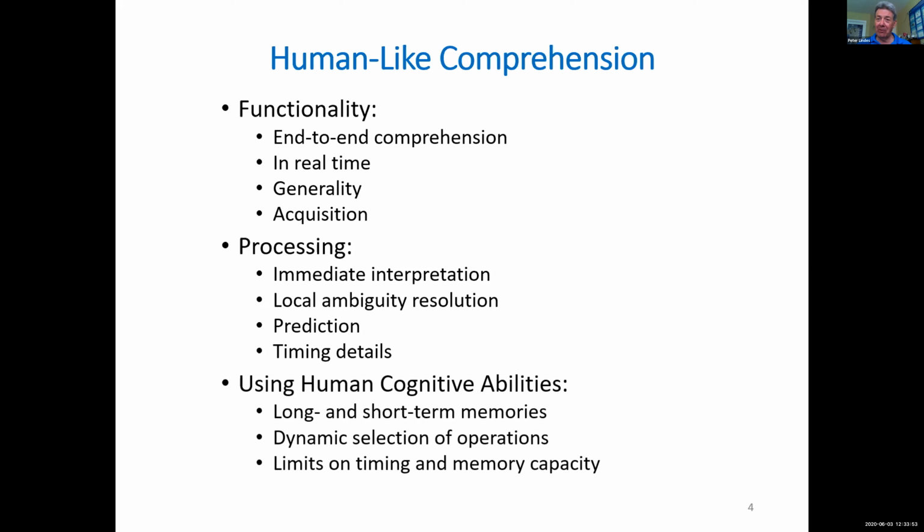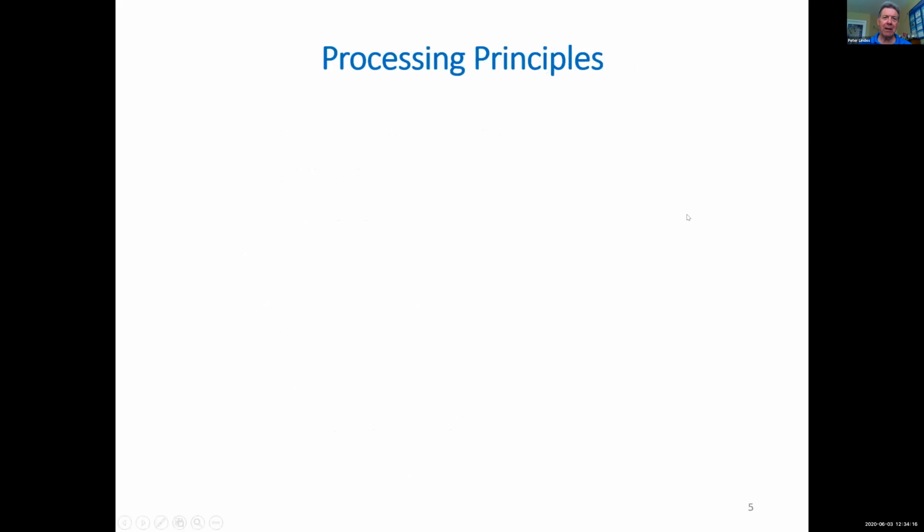And another thing is all this comprehension in humans goes on in the human mind. So it has to use human cognitive abilities, which may include long and short-term memories, some kind of dynamic selection of what kind of operations to do next, and various sorts of limitations on both timing and memory capacities. So these are the kinds of things we want to model in an AI system.